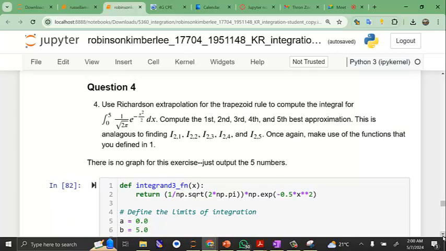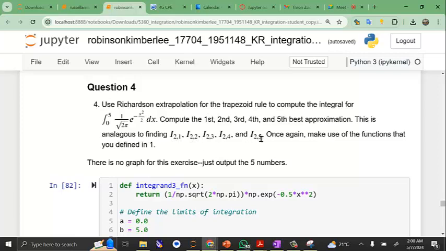Right, now we have Richardson extrapolation, and if you had probability in the fall, you should recognize this as a Gaussian distribution. And this integral from 0 to 5 is basically half of the Gaussian distribution, so it should integrate to approximately 0.5. It should be very, very close to 0.5. The first part was to use trapezoid rule to compute the first 5 trapezoid rules. So that's these values here.